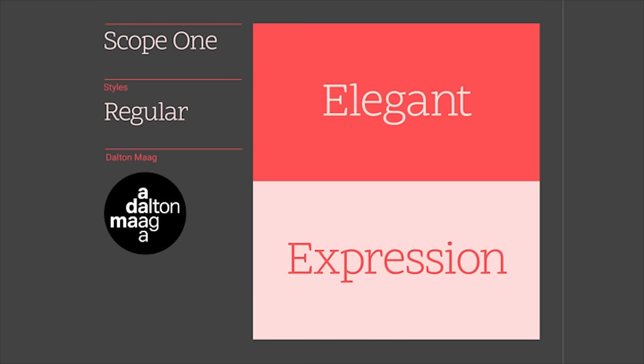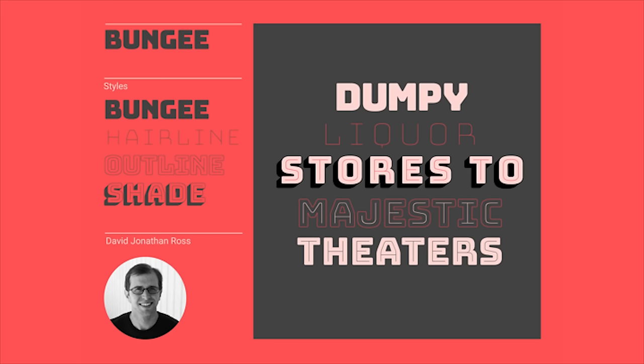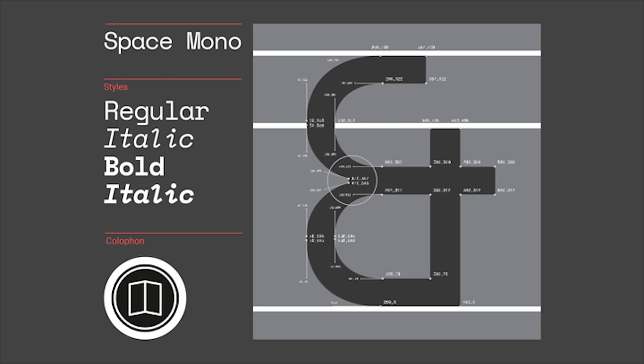And in order to put a cherry on top, we launched three new typefaces and added those to the collection with really celebrated type design studios. So one was Scope One with Dalton Maag, which was designed to be a beautiful titling serif for Google Slides. Another one was Bungee, which is a more experimental typeface by David Jonathan Ross of Font Bureau, harkening back to some Art Deco ideas, but also something that you can stack vertically or apply lots of inline styles to. And finally, Space Mono, which was designed by Colophon in the UK.